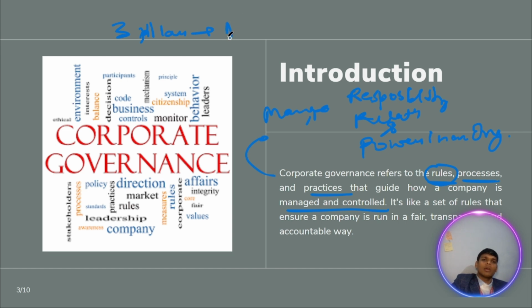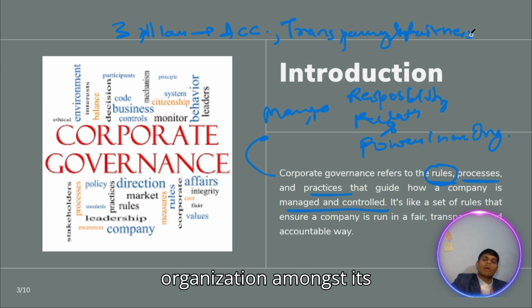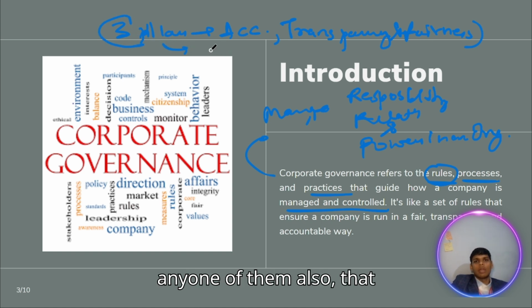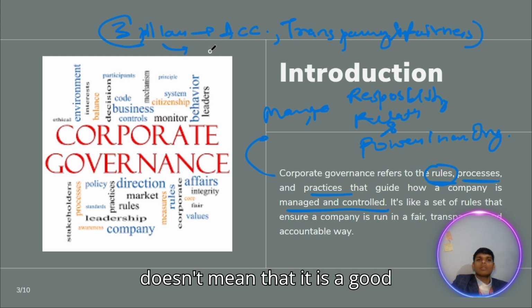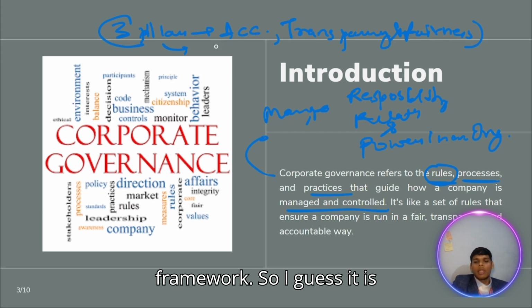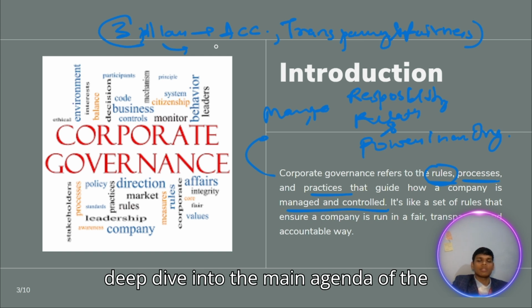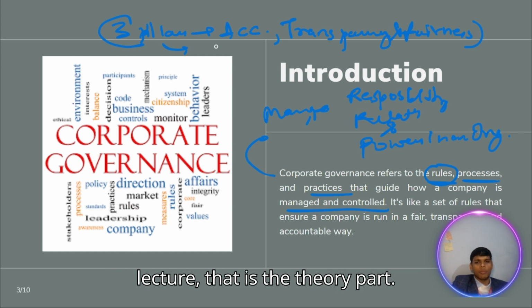A good corporate framework stands upon three pillars: accountability, transparency of the organization, and fairness of the organization amongst its stakeholders. If a framework lacks even one of them, that doesn't mean it is a good framework. So I guess that is enough for the introduction, and let's deep dive into the main agenda of the lecture. That is the theory part.